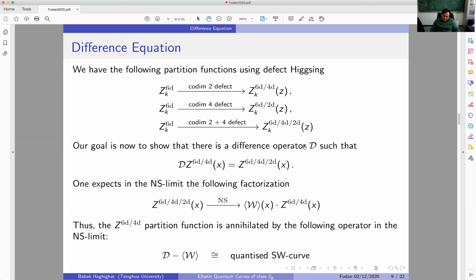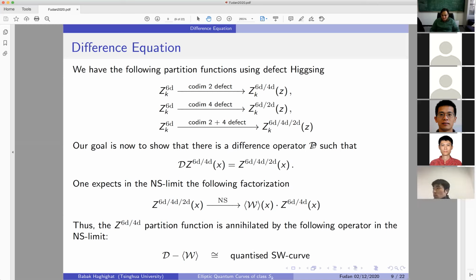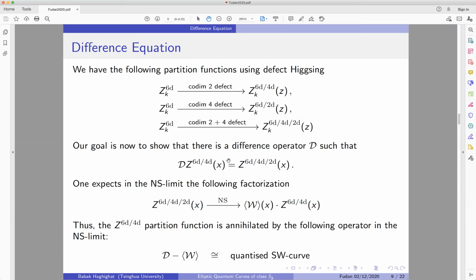And the claim is now, and this is what I will be showing, that there will be a difference operator. We will derive a difference operator such that if it acts on the codimension 2 partition function, it will generate the coupled 6D-4D-2D partition function. But since we have never talked before of how to compute this guy, it's a bit hard to test this. But the crucial point here is that we are going to take the NS limit.